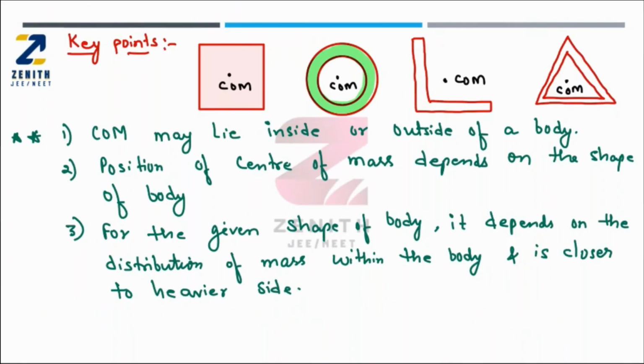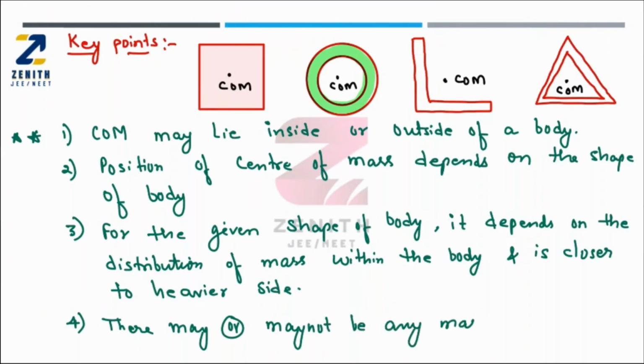Now the fourth one: there may or may not be any mass present physically at the center of mass. Very, very important point. Once you locate the center of mass, and you will see later on also, there may or may not be any mass present physically at the center of mass.